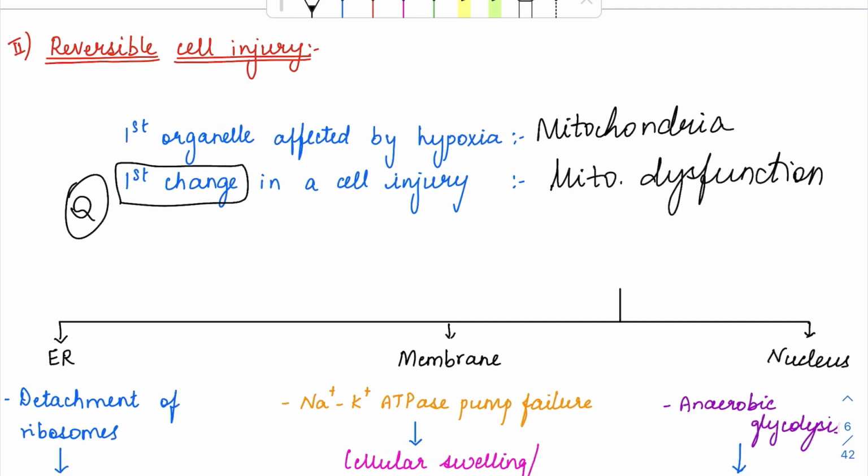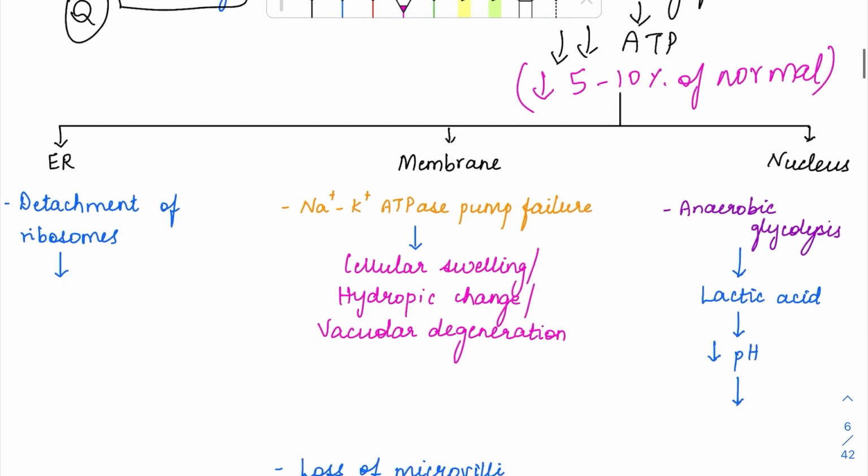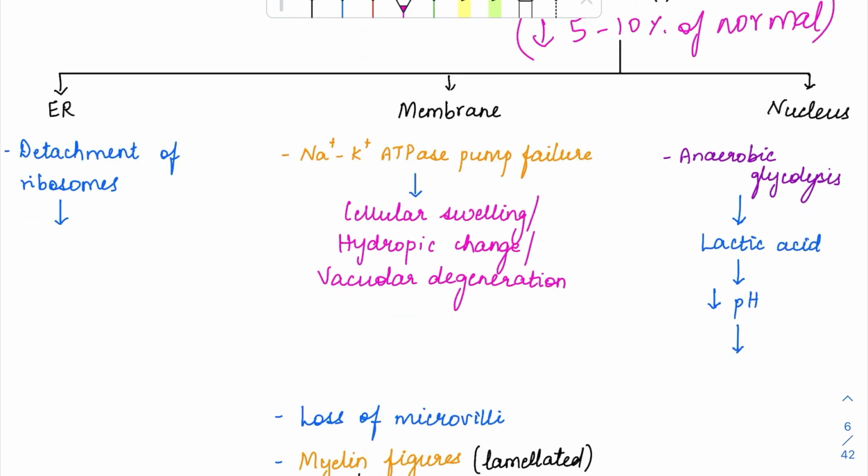So when mitochondrial dysfunction is happening, what will happen? The ATP production is going to be decreased. When the ATP production has decreased so much that it has reached 5 to 10 percent of normal, it is going to affect the endoplasmic reticulum, the membrane, and also the nucleus.